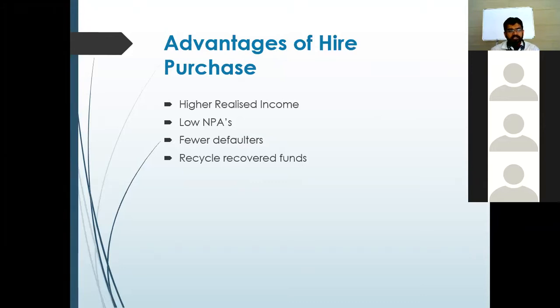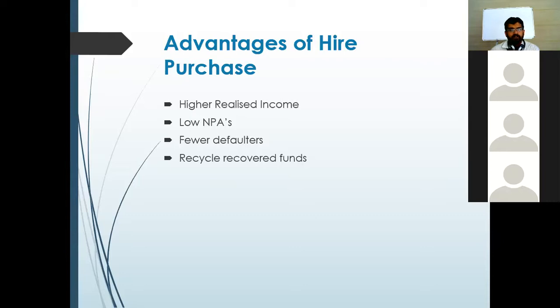Low NPAs. Definitely the NPAs are low, because the ownership of the asset lies with the vendor itself, unless all the installments are paid. So in case there is a default, you can take back the asset. So that is why the NPAs are low. Normally the NPAs are very low in case of hire purchase agreements.